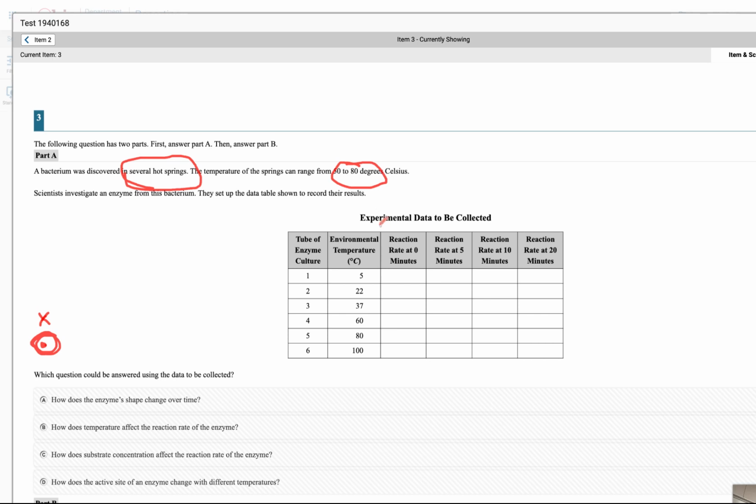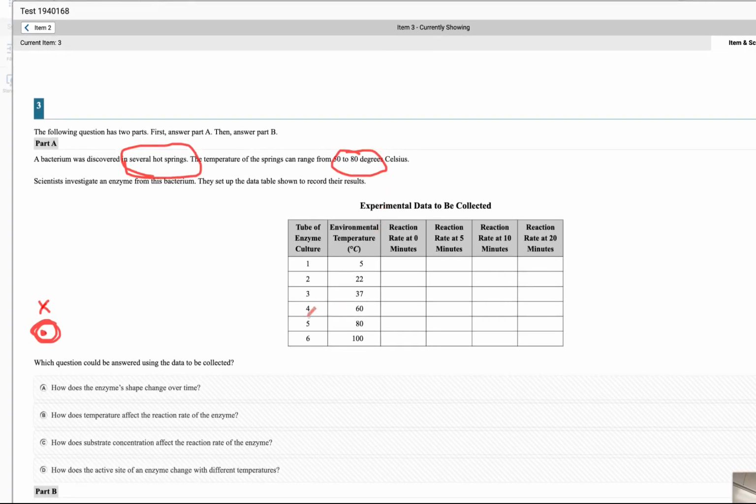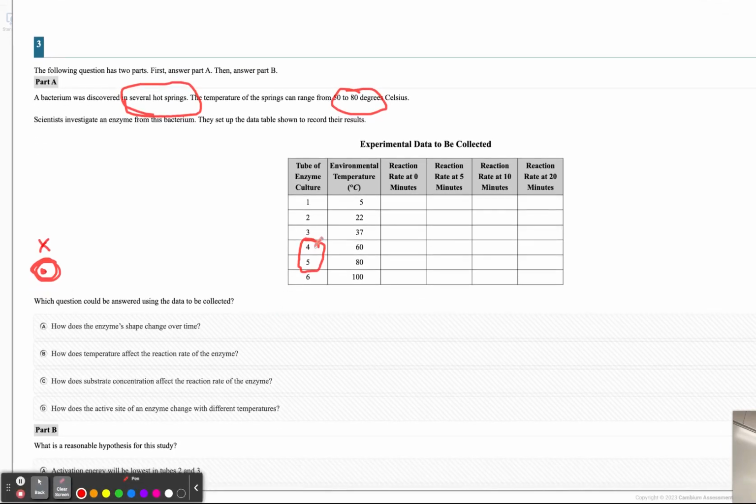So it's pretty warm. And so, without even looking at the question, I could probably start to make some conclusions about what the optimum temperatures are and find my answer choice that way. So with 50 to 80 degrees, I'm looking for my optimal temperatures to be in tubes 4 or 5. Let's see if that's an answer choice.